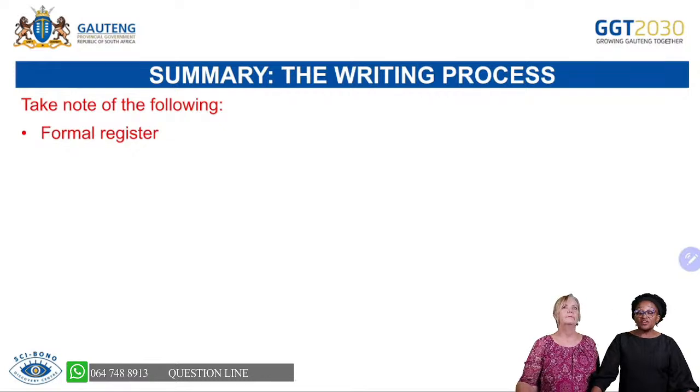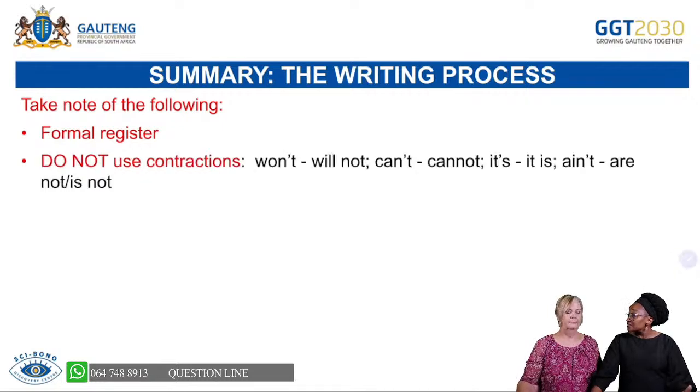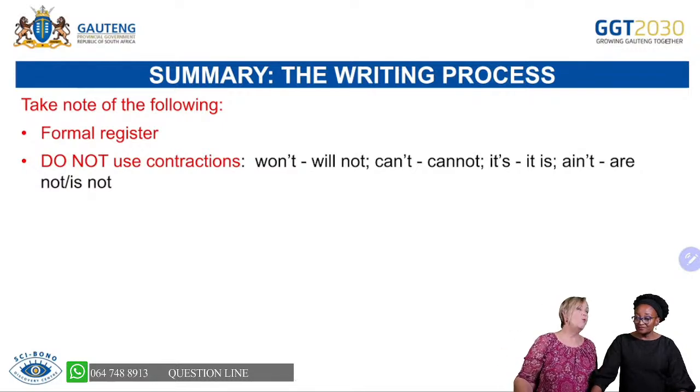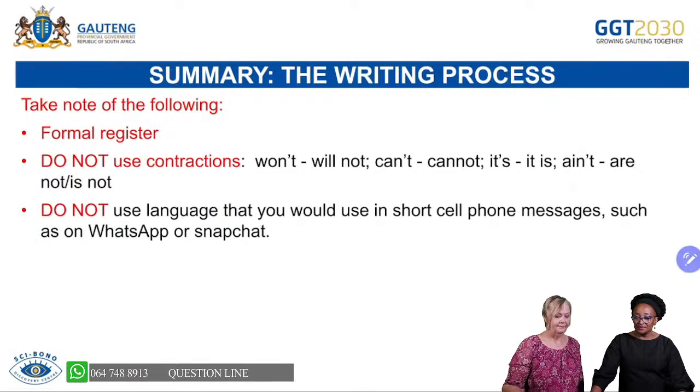You've got to take note of the register. This is an essay. It's a formal piece. Therefore, the register is formal. That means no contractions such as won't, can't, isn't, ain't. Right. By the way, ain't is not a word. It isn't or aren't. Yes.